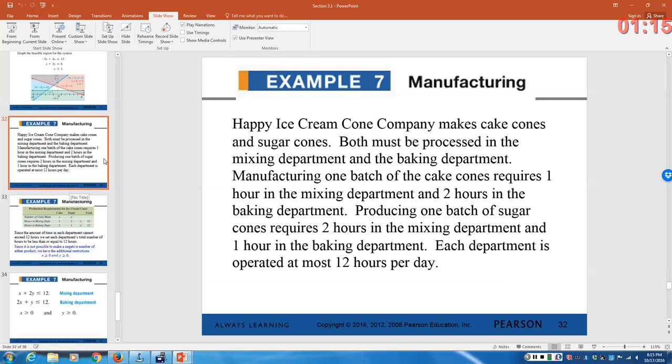Happy Ice Cream Cone Company makes cake cones and sugar cones, two different kinds of cones. They both have to be processed in the mixing department to make the dough, and then in the baking department to bake the dough, to make the ice cream cones. Manufacturing one batch of cake cones requires 1 hour in mixing and 2 hours in baking. Producing one batch of sugar cones requires 2 hours in mixing and 1 hour in baking. Each department is operated at most 12 hours a day.